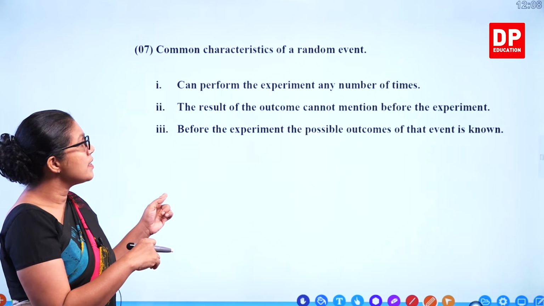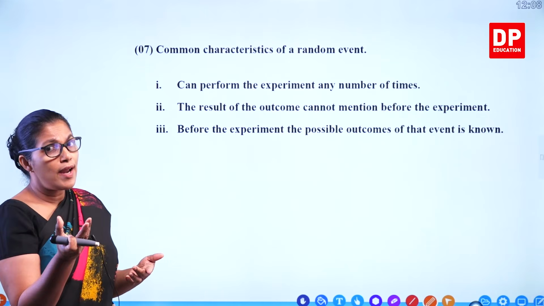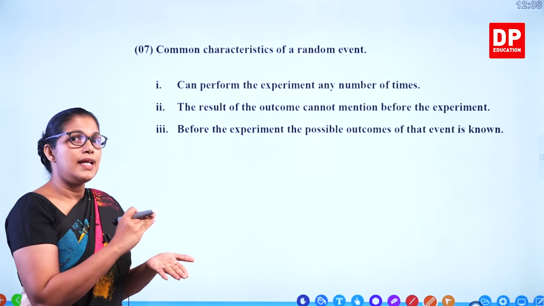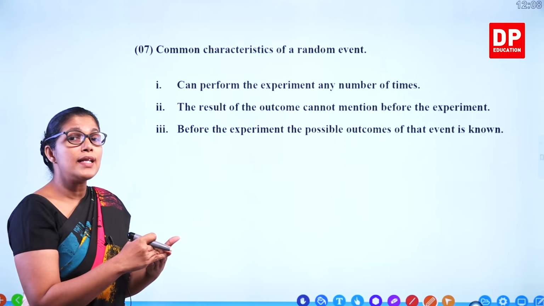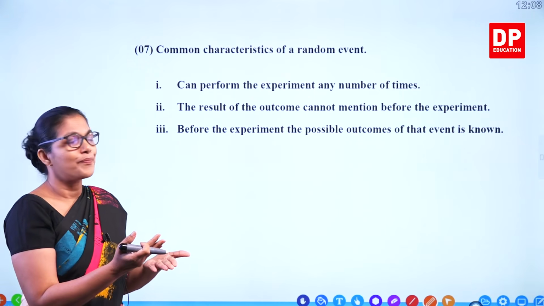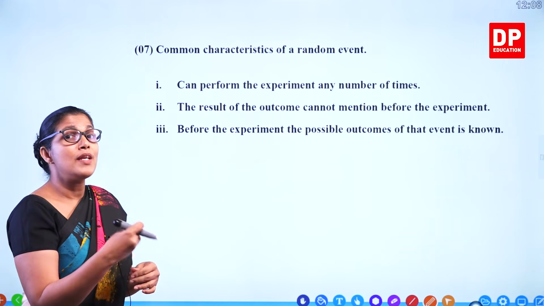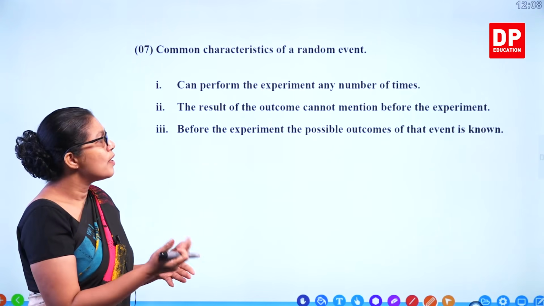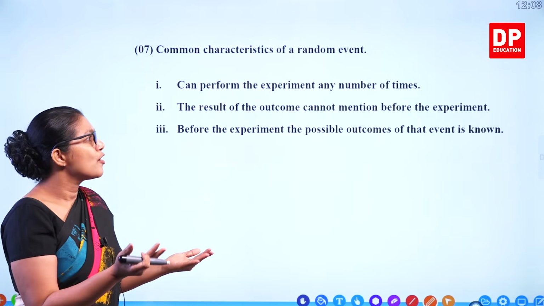Before the experiment, the possible outcomes of that event are known. If it's a coin, we are sure that it is heads or tails. If it's a die, we are sure that it's 1 to 6. But we don't know what will happen after you throw a die. You can get any number, but we are not sure.